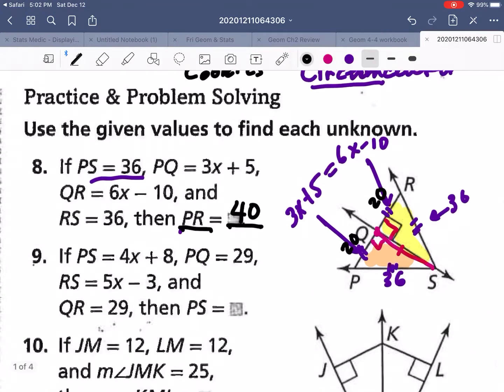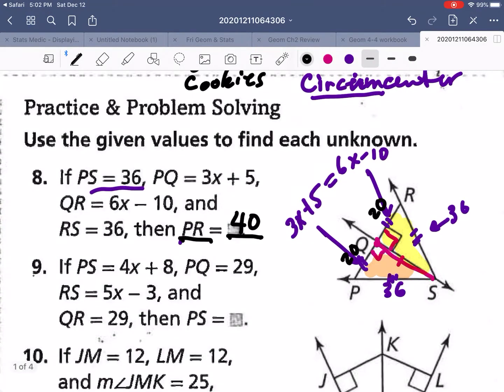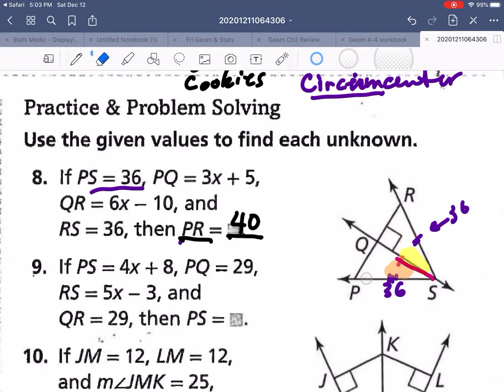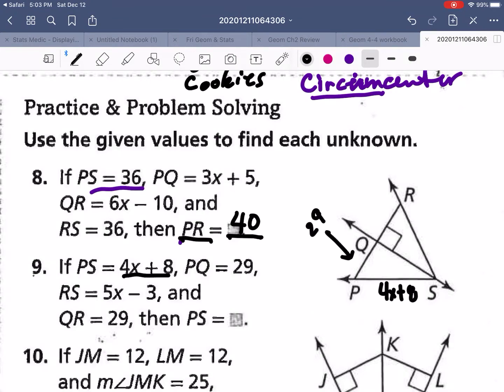Nice. So it says, using the same picture, so I'm going to erase this stuff. You would write it on another piece of paper, hopefully. Okay. And I'm going to insert this same thing. So PS is 4x plus 8. PQ, 29. RS, 5x minus 3. QR, 29. Oh, well, that's cool. They share this side. This is 29.